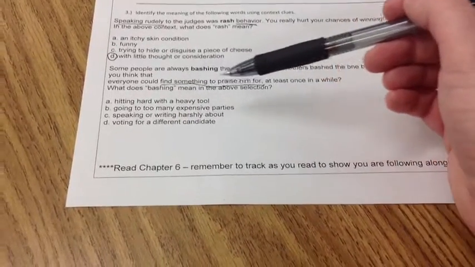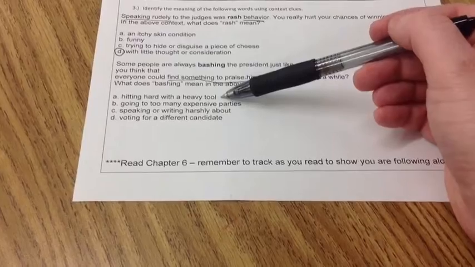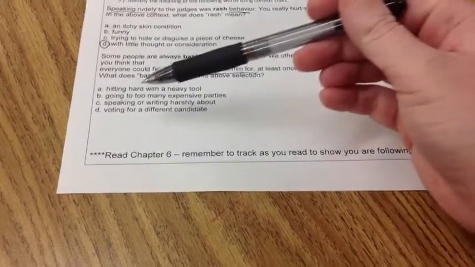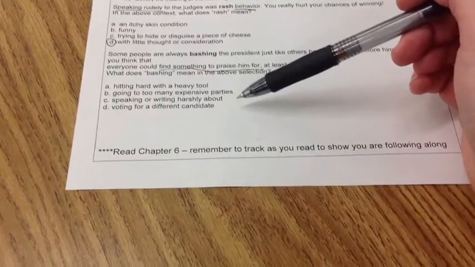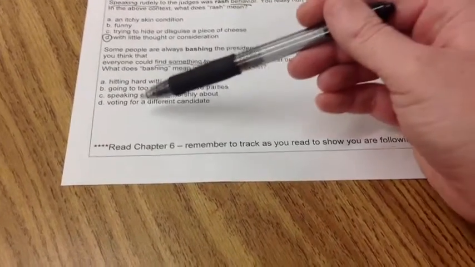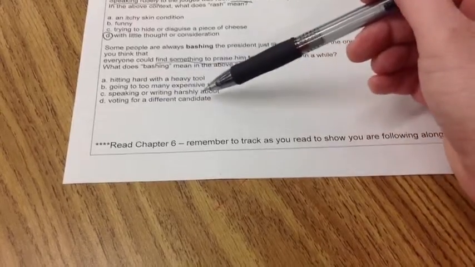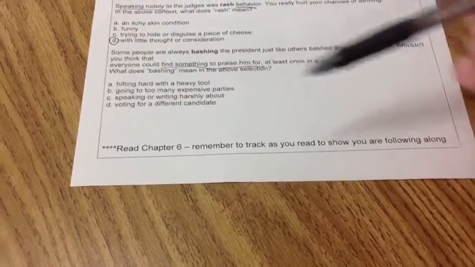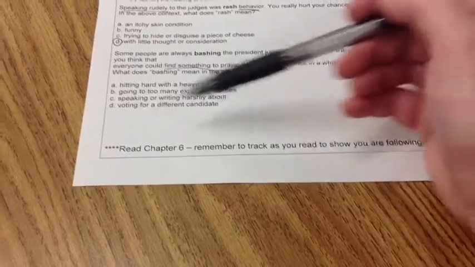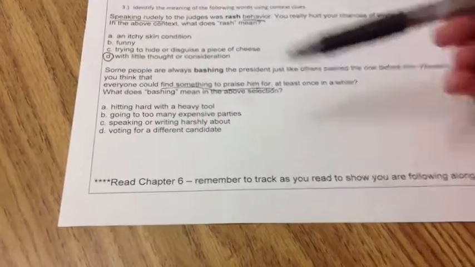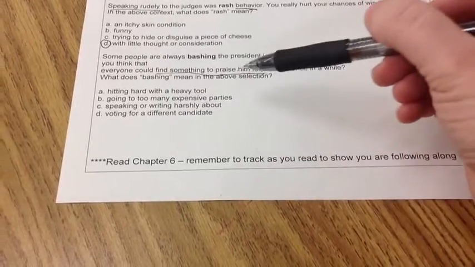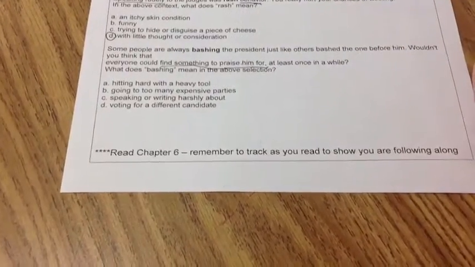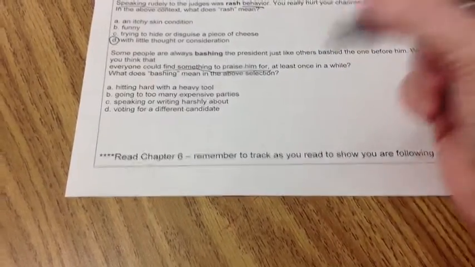Is it A, hitting hard with a heavy tool? I don't remember any presidents getting that done to them. Going to too many expensive parties? No. Speaking or writing harshly about? Maybe. Let's look at the last choice. Voting for a different candidate. Well, he's already the president, so I'm thinking right now it's C. Let me check again. Speaking or writing harshly about. So speaking harshly about is definitely the opposite of praise. So because this is an antonym context clue, I know the answer is definitely C.